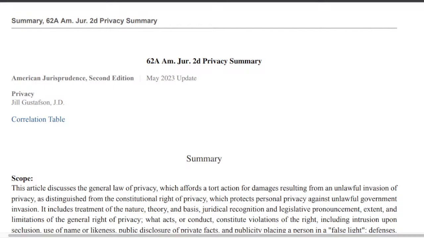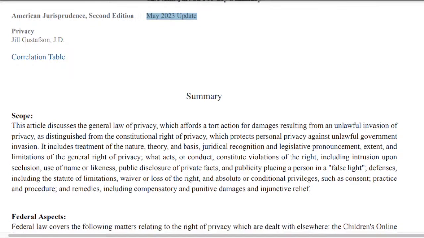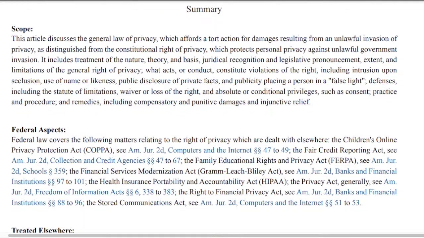So we're going to be looking into privacy. This is American Jurisprudence, 2nd edition, and this is the May 2023 update, by the way. So we're going to be looking at some very current information here. Let's start again with the scope and the summary of this.